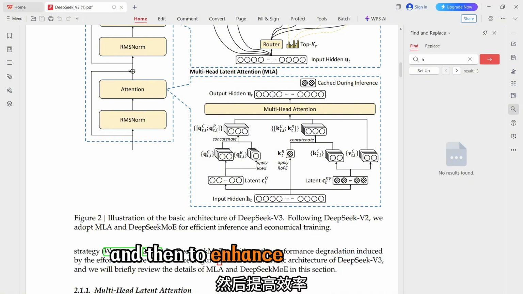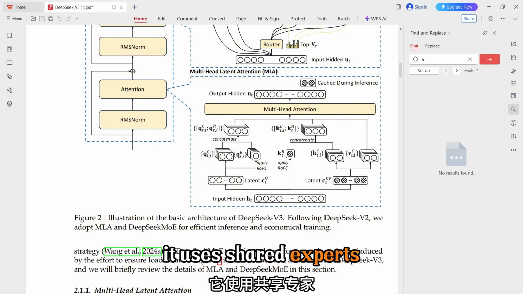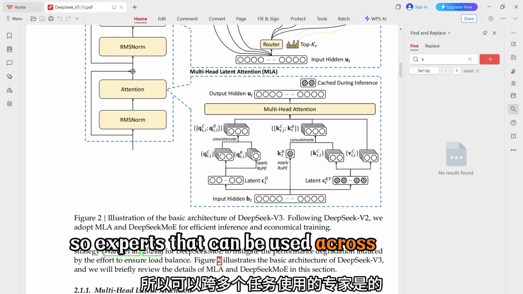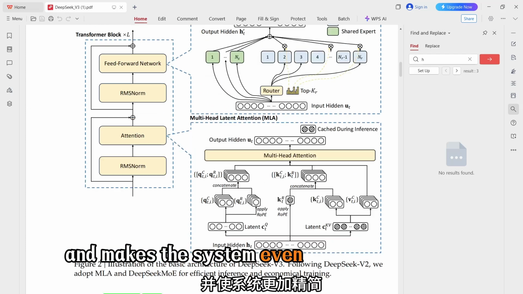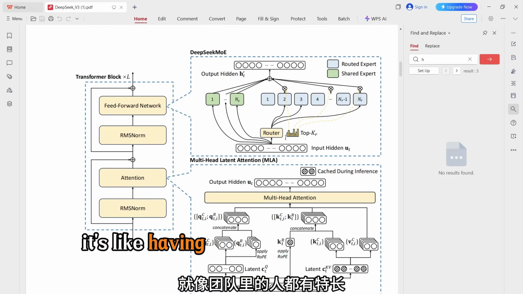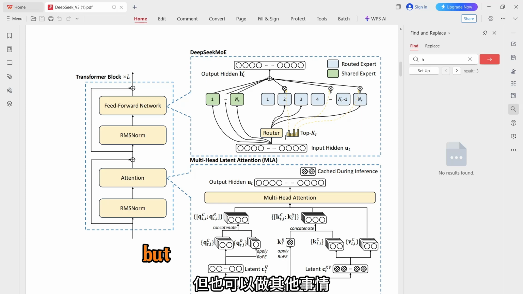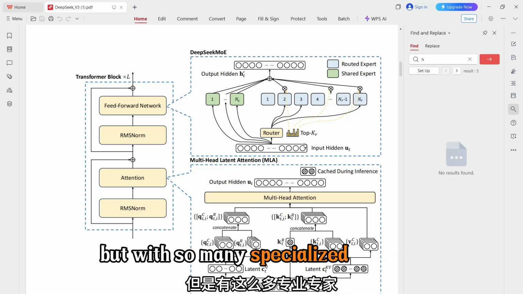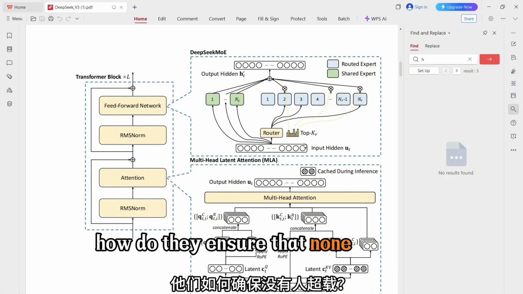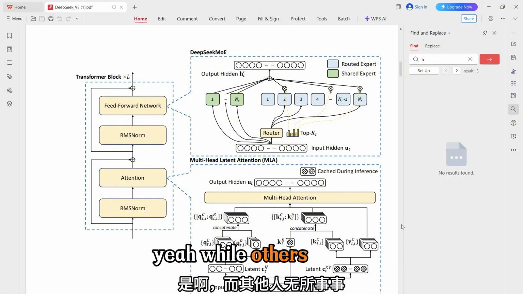Right, and then to enhance the efficiency, it uses shared experts. So experts that can be used across multiple tasks. Yeah, so that avoids redundancy and makes the system even more streamlined. It's like having a team where people have specialties but can also do other things. That's a really smart approach. But with so many specialized experts, how do they ensure that none become overloaded while others sit idle?